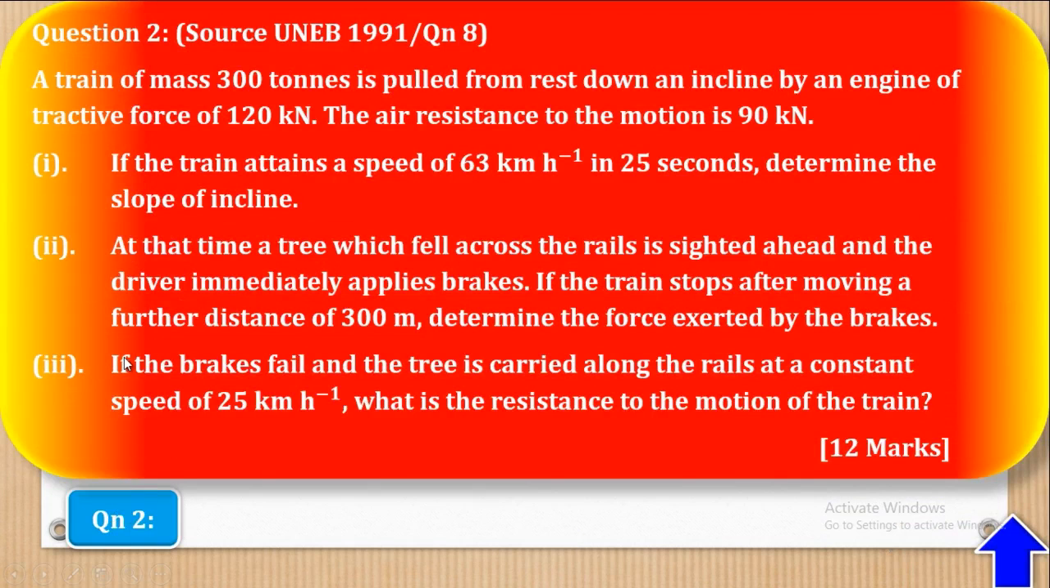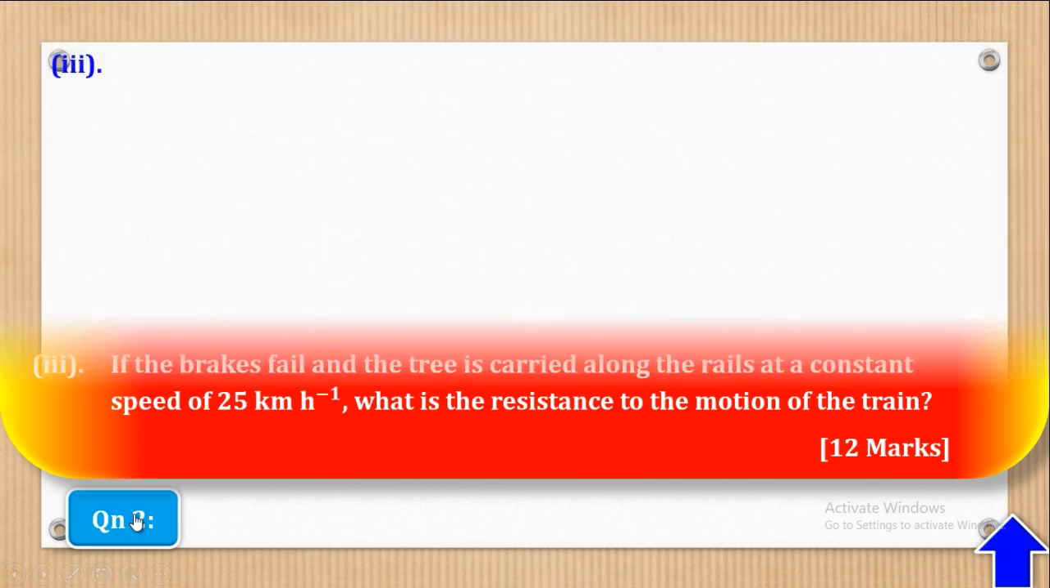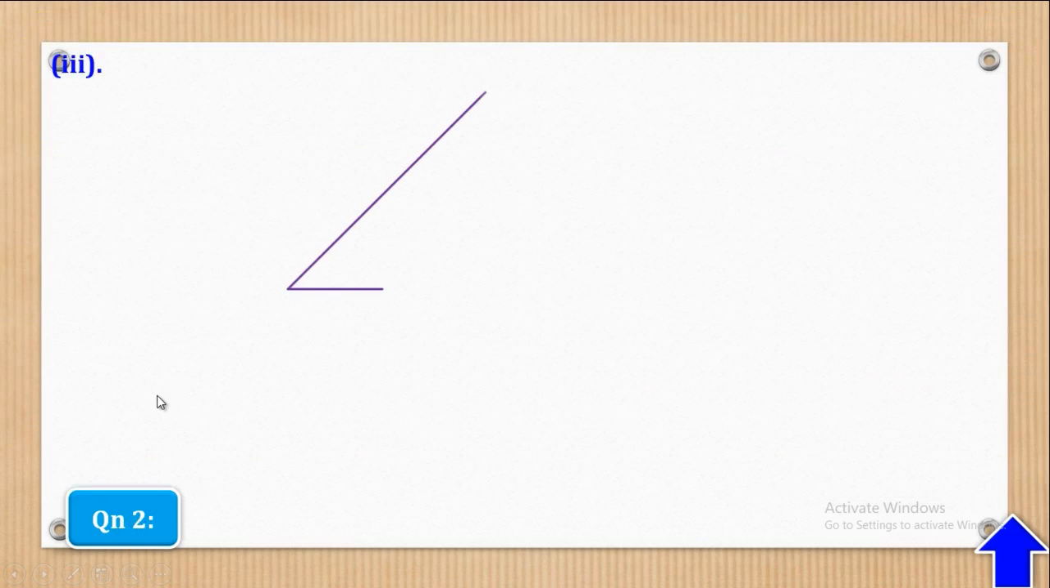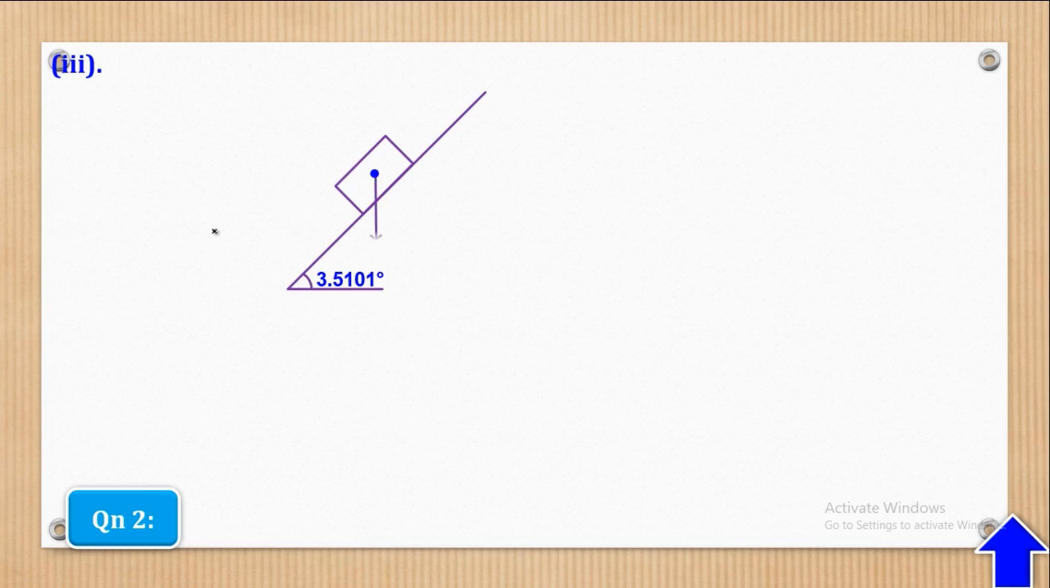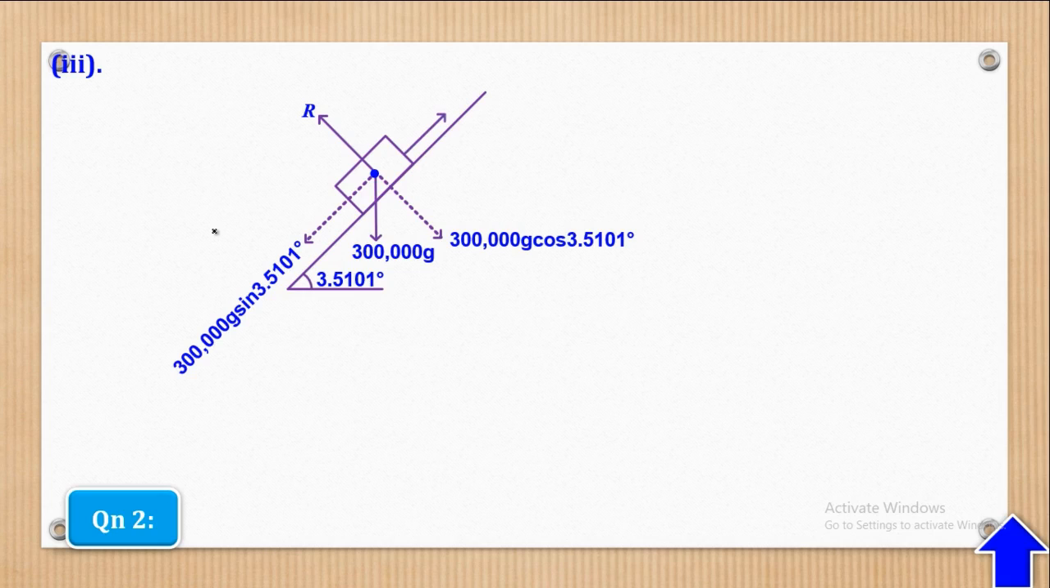So now we shall go to Roman 3, which says that if the brakes fail and the train is carried along the rails at a constant speed of 25 kilometers per hour, what is the resistance to the motion of the train? So we are going to first draw our sketch diagram. So first of all, put there the weight, then the component of weight parallel to the plane, component of weight perpendicular to the plane, normal reaction capital R, the resistance to motion, the new braking force, which is F2, and the acceleration. Now acceleration, because the velocity is constant, means that acceleration will be 0. That's why I put here 0.